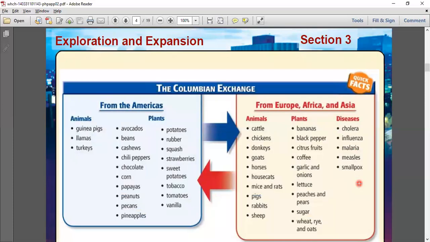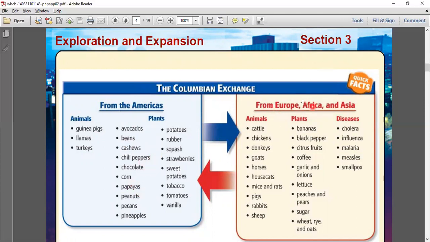So let's take another one. This is an example of the food that was exchanged. For example, from the Americas to Europe, we have guinea pigs, llamas, turkeys, beans, corn, potatoes, and similar things.